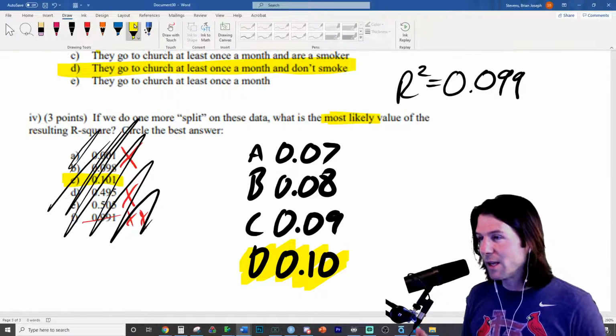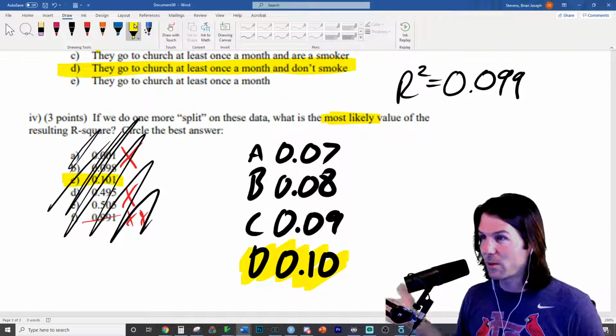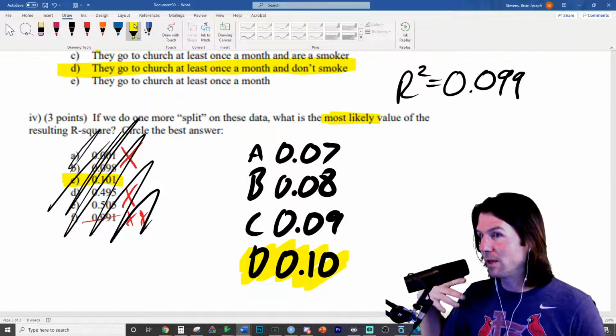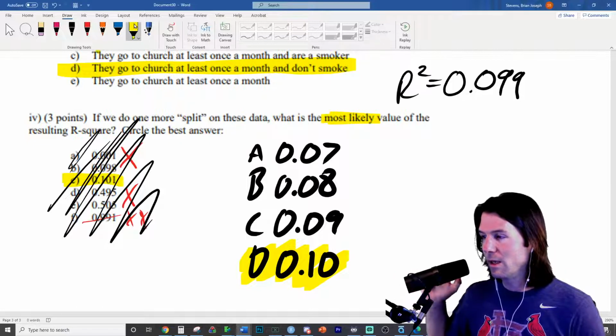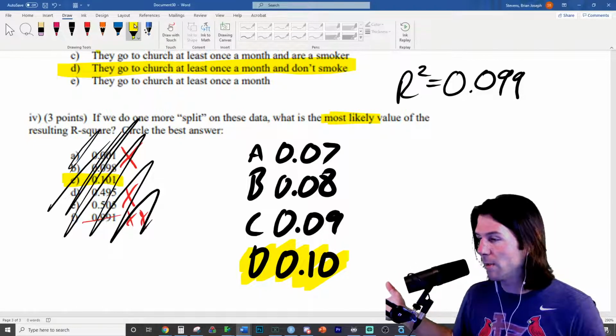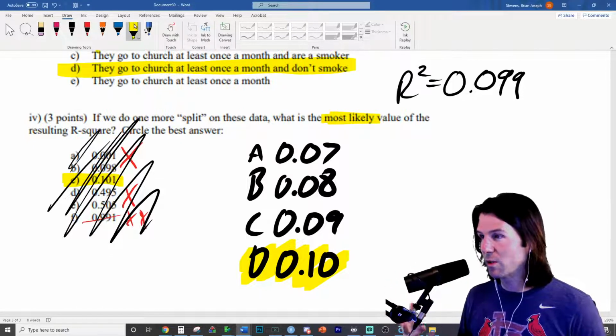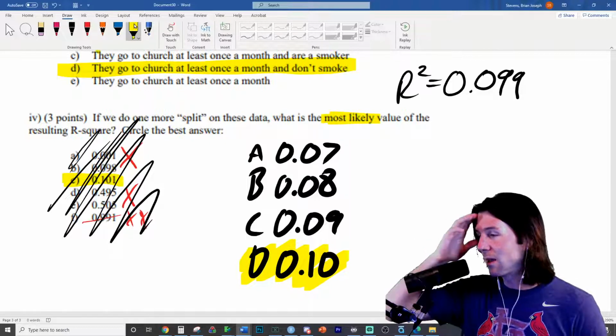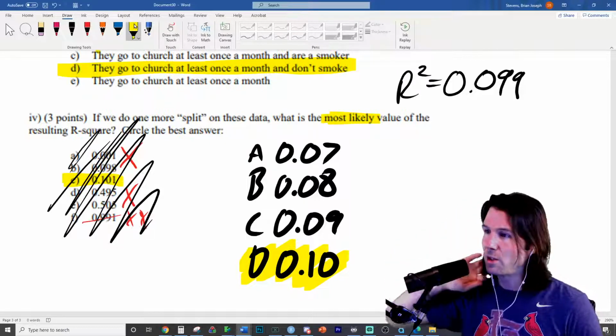I'm not trying to trick people, but if you know R squared can't go down, then you're like, well, the only answer it can be is D. And that also gives you more assurance, because it can only be D since R squared can only go up, which is what you need to know as you split the tree: R squared goes up. And that's the key concept we're trying to reinforce with this question.